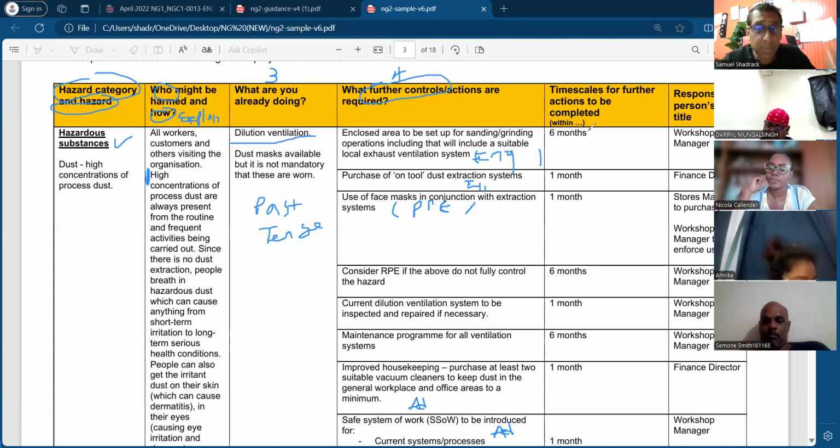You have to read, write, and spell for NEBOSH. Let's remember that, right? If this was 6 months, and this was 6 months, and this was 6 months, you have to put 6 months every time. You just can't put it once. They will fail you. I'll say it again. Every action must have a time scale and it must have a responsible person, even if it is workshop manager, workshop manager, workshop manager.